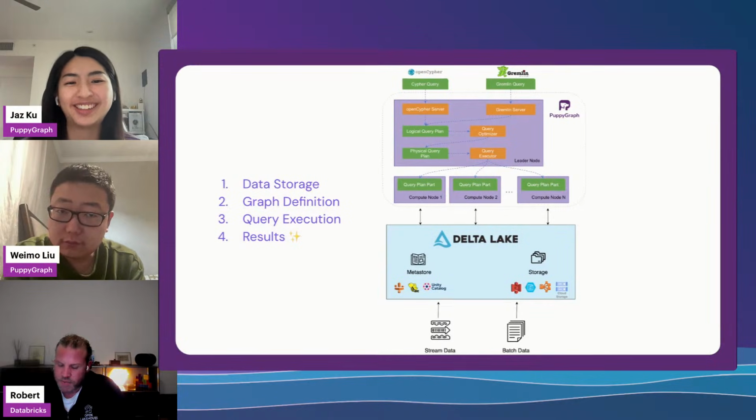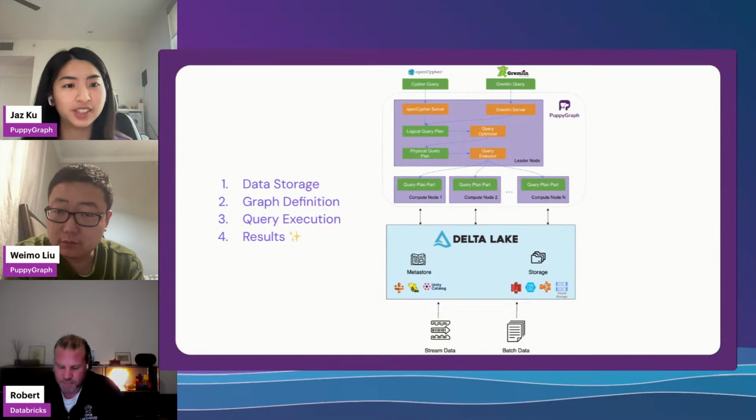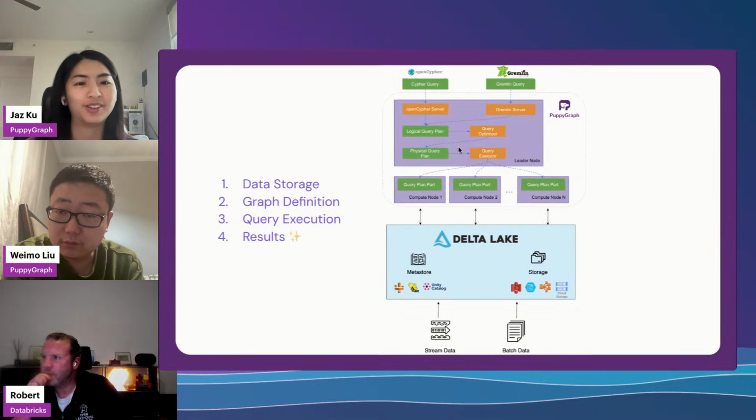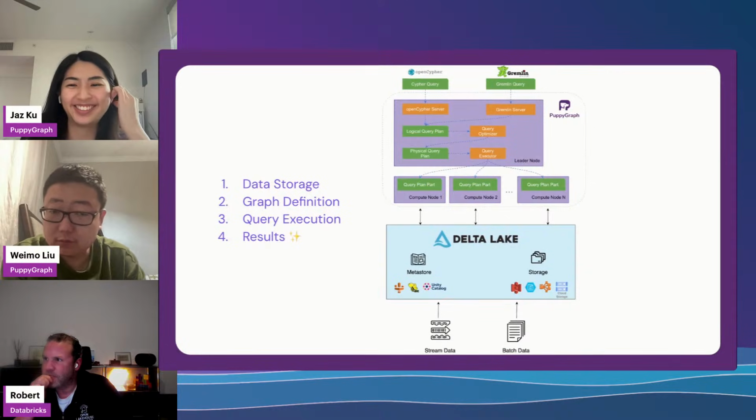And then when the time finally comes to execute the query, we'll take in your Cypher or Gremlin query, create a logical plan from there, do the optimizations, create a physical query plan from there, do the optimizations, and then split the workload across the compute nodes so they go fast. And then you get your results.